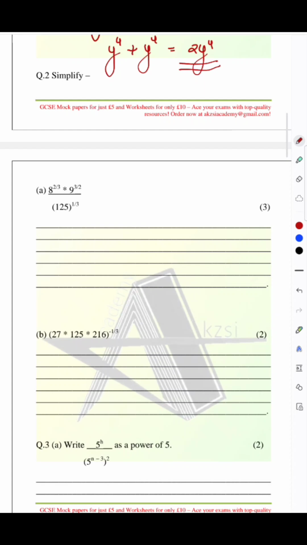Question 2, simplify 8 to the power of 2 over 3 times 9 to the power of 3 over 2 over 125 to the power of 1 over 3. This is what I was talking about, fractional indices. So, the few steps of doing fractional indices, I'm starting with 8 to the power of 2 over 3. These are the steps to follow. First thing is prime factorize the base number.